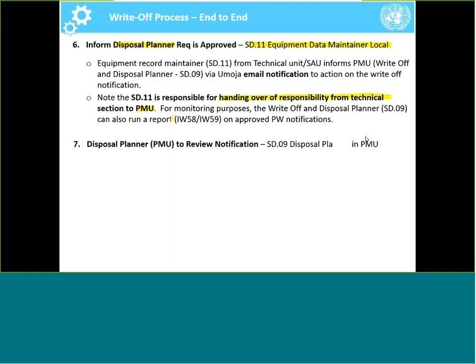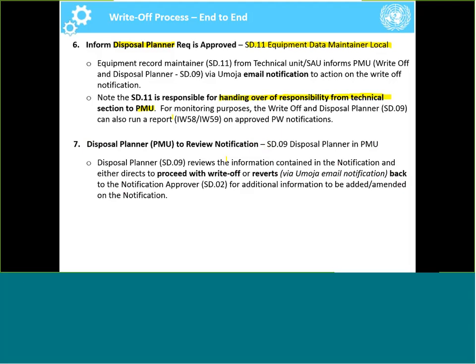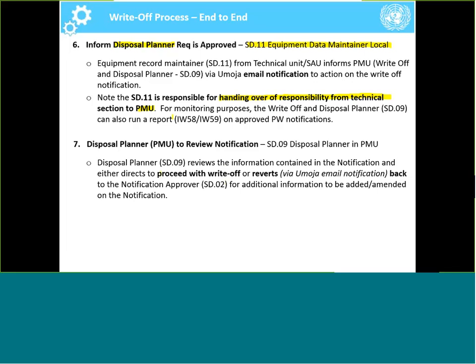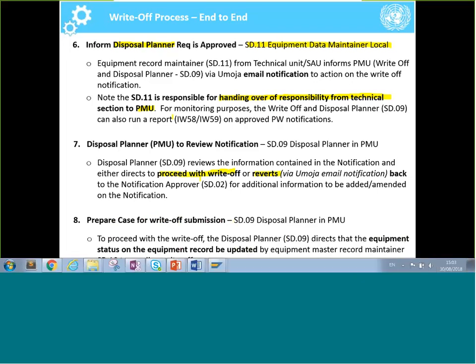So from there, the disposal planner will take ownership of the notification and will review the different actions performed and will make sure that all the proper documents are there and the write-off case can be prepared and followed up, okay? So the disposal planner will review the information and can proceed with a write-off or can contact the notification approver if additional information is required. Okay. And we'll also prepare the case for write-off and we'll attach it to the notification if needed.